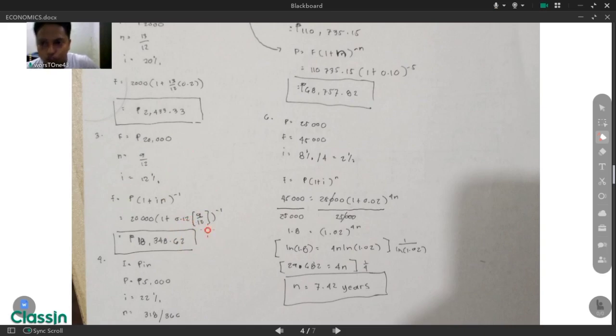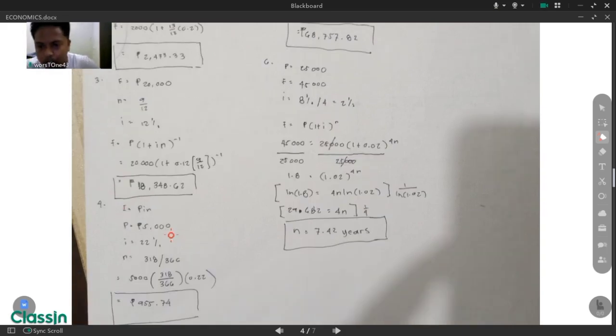times our time 9/12, to the power of negative 1, since from 9 months ago the money was 18,348.62 pesos. So if we're looking here at our base or a point from this month, 9 months ago, we can consider altering the formula, so changing F to P and P to F. Okay, but just as a representation.